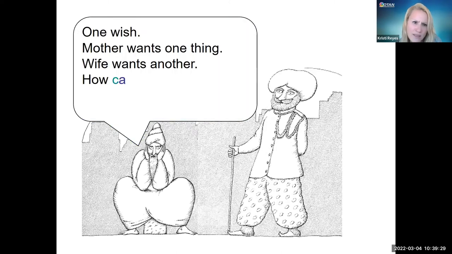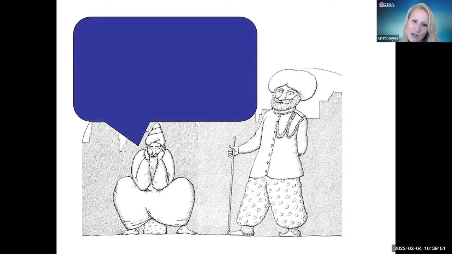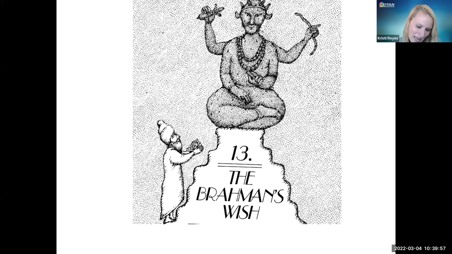But my mother wants one thing and my wife wants another. How can I choose whose wish to fulfill? I love them both. The sergeant smiled and said, no need to cry. Your problem is small. Then he told the Brahmin exactly what to do. The next day, when the Brahmin returned to Shiva, both his mother and his wife had their wishes fulfilled. What had the sergeant told him to say and do?